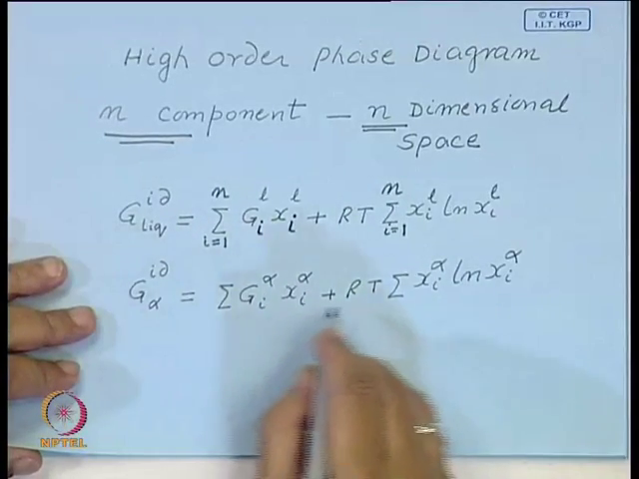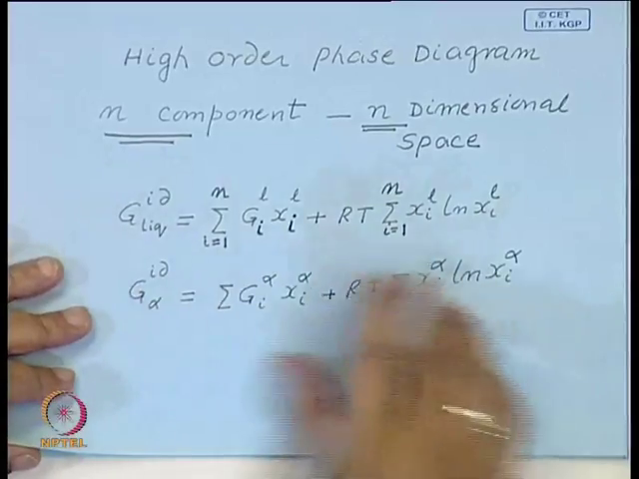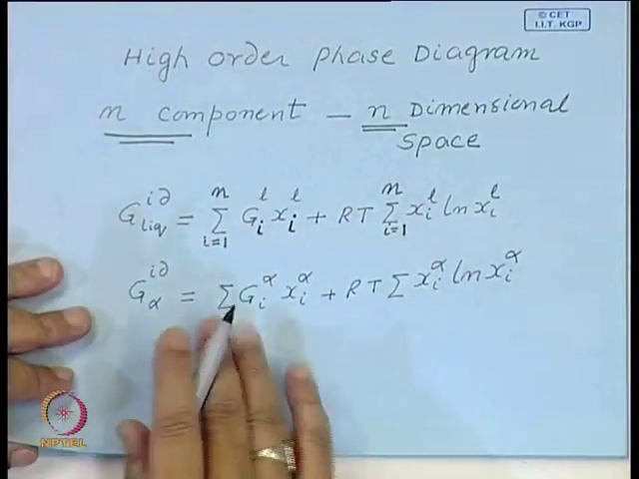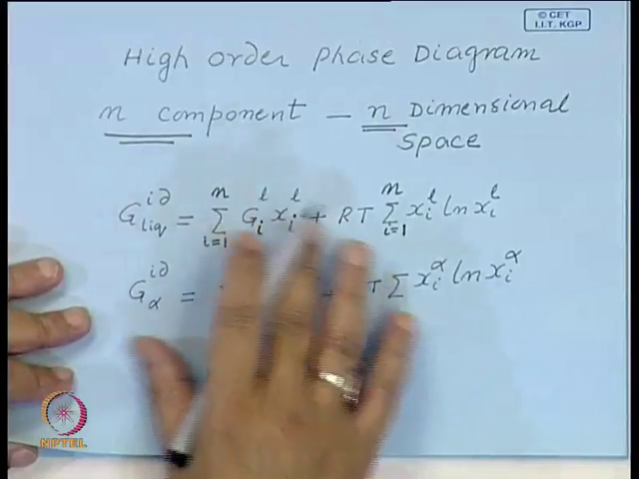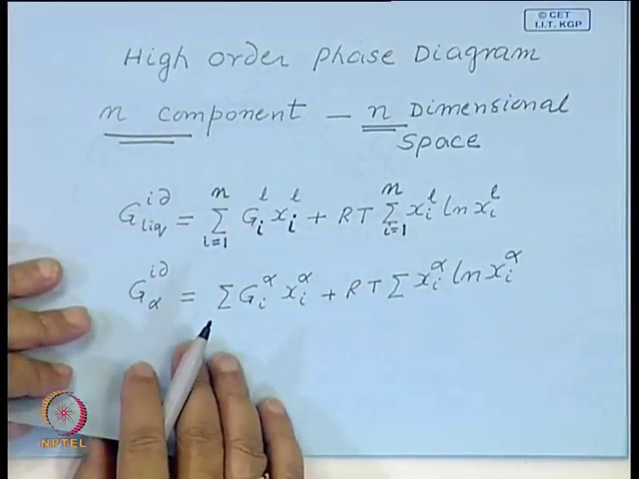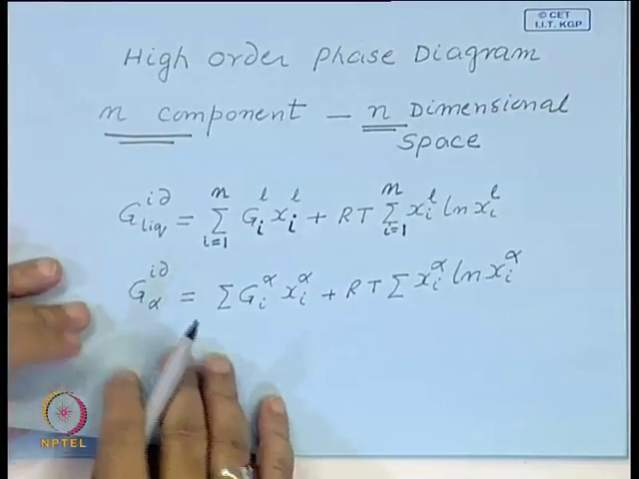So, such an expression it is possible to write down, and suppose we consider an isomorphous system in n-dimensional space. It is possible to visualize, if such a system exists, what the phase composition will be at a particular temperature.